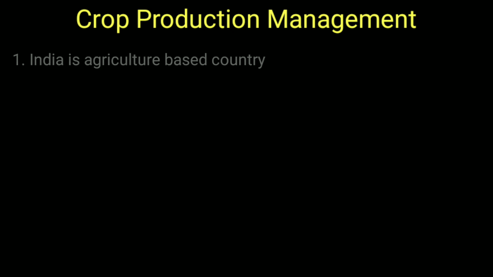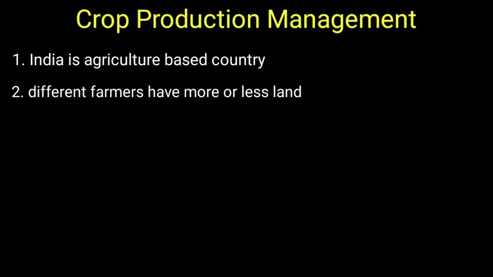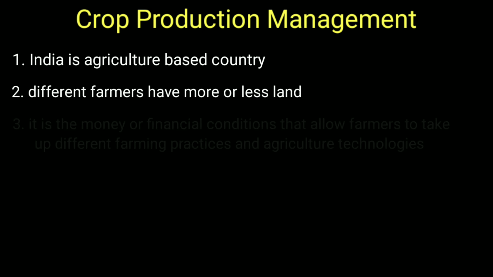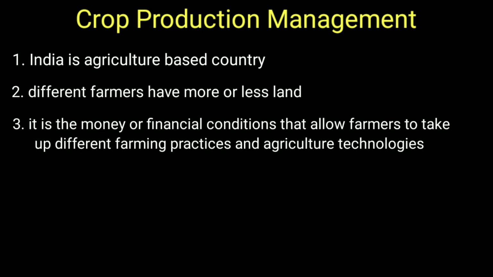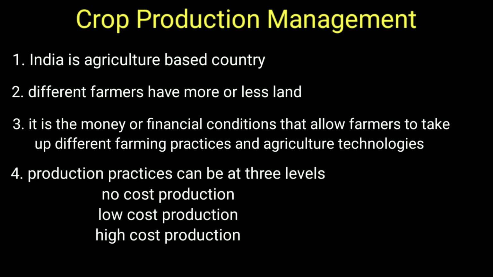As we all know, India is an agriculture based country. Different farmers have more or less land. It is the money or financial conditions that allow the farmers to take up different farming practices and agricultural technologies. Production practices can be at three levels. They include no cost production, low cost production, and high cost production practices.